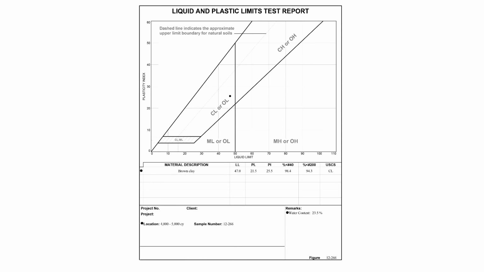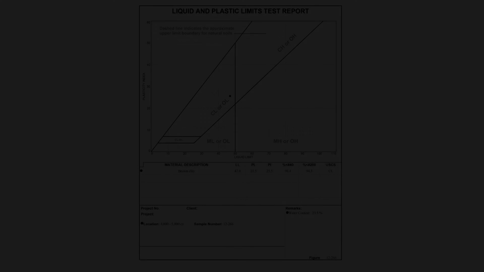Here is an example of the liquid and plastic limit test, our final source of information. The soil data needed from this test are the liquid limit and the plastic limit. This is all of the data we can gather from this test. Another quick note, liquid and plastic limits are not used for materials with less than 30% fines.